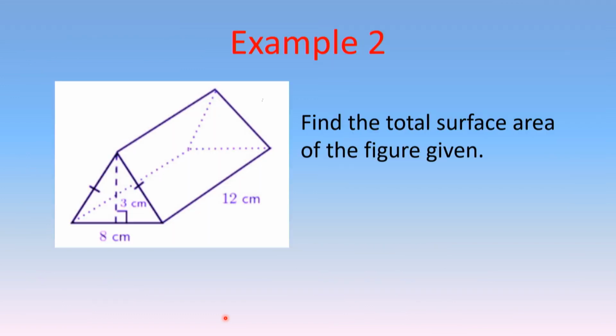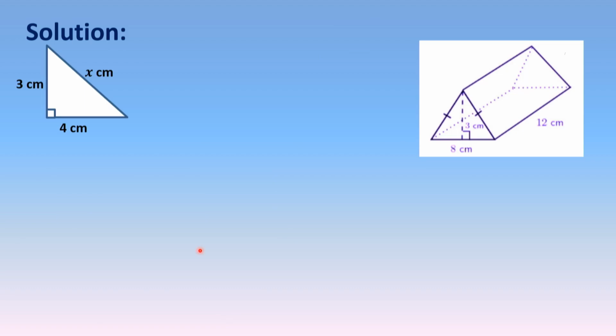Find the total surface area of the figure given. So here you can see that we are going to have an isosceles triangle for the cross section. So to help us, the first thing that we are going to do here is to calculate this length, which I have called x. I need to find x. So again, using Pythagoras theorem, x squared will be equal to 3 squared plus 4 squared. So x squared will be equal to 25 and x equal to square root of 25, which is 5 centimeters. So now I know this length, 5 centimeters.